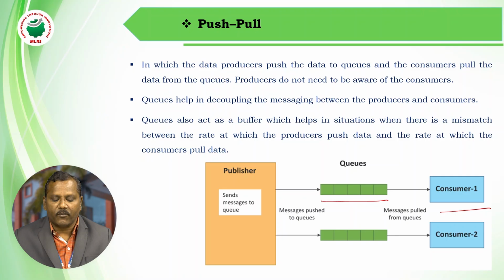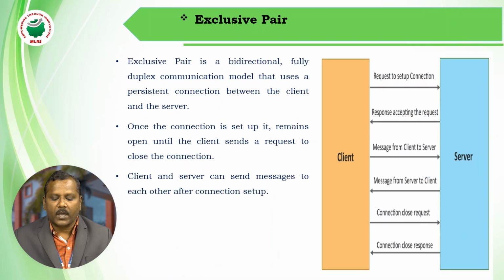Next we will see the fourth and last one in the communication models, that is the exclusive pair model. Exclusive pair is a bidirectional, full duplex communication. Full duplex means two-way communication at the same time, simultaneously. So this is full duplex communication.